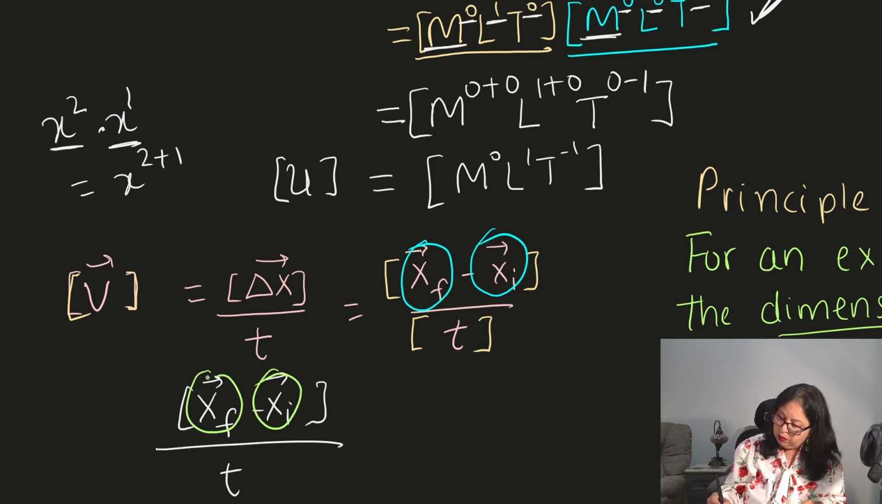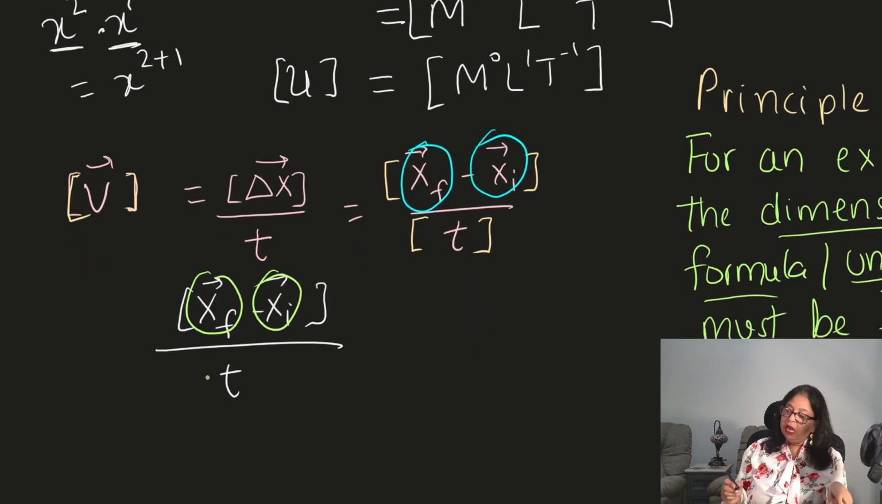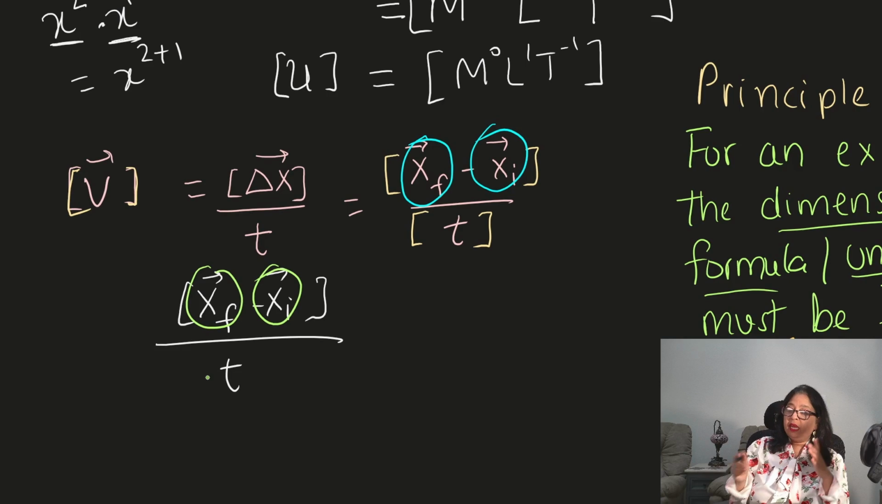Term 1, term 2. They will both have the same dimensions. Why? That's what the principle of homogeneity tells us. So at the top, I will have only one dimensional formula. I will not have two or three. In the case of multiplication and division, you will see that it's different.